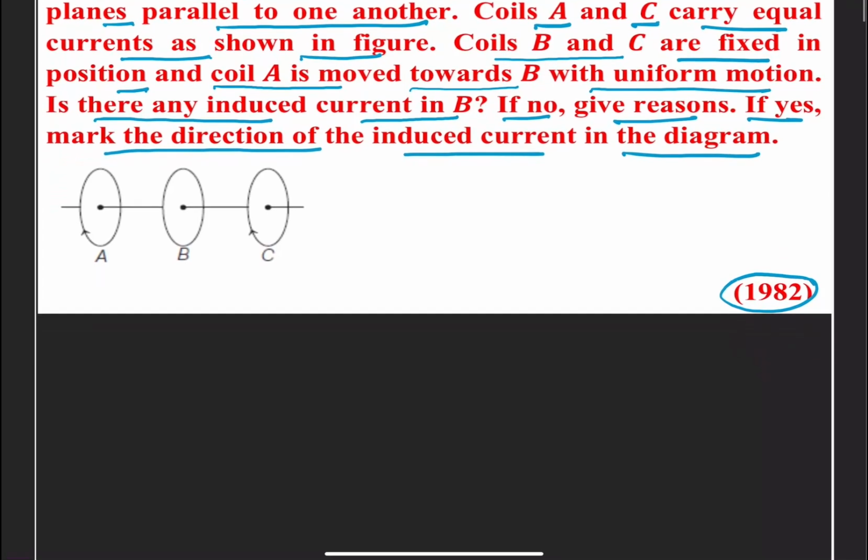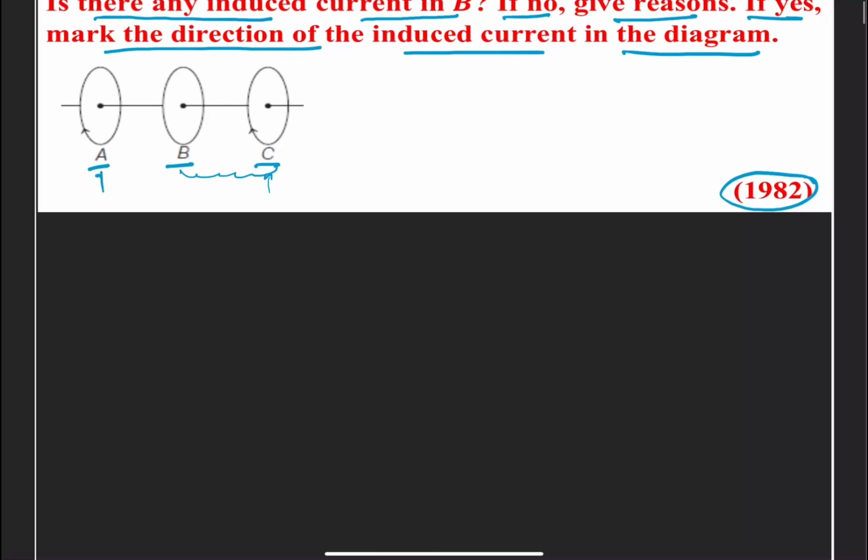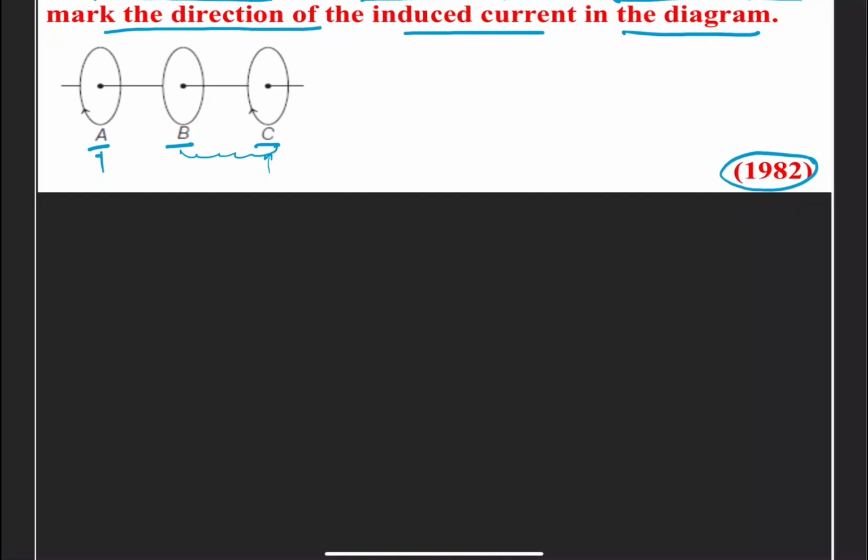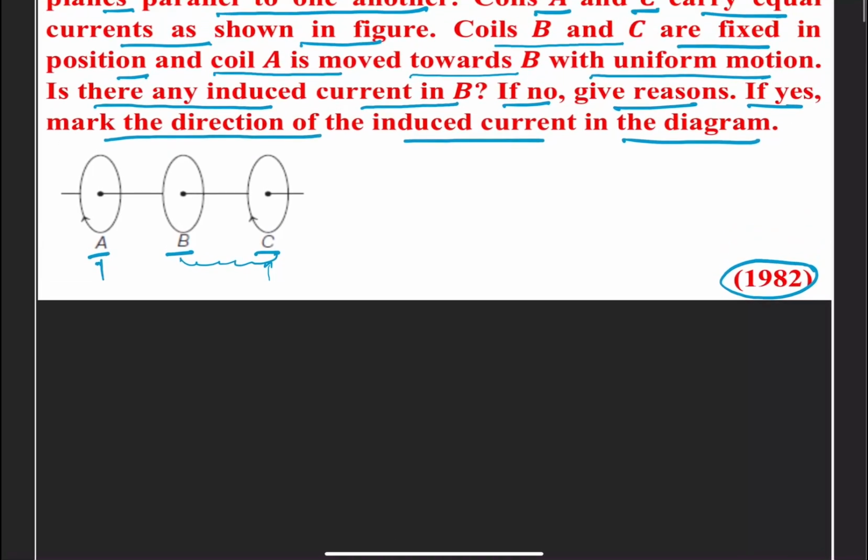So we have a total of 3 discs A, B and C, and only disc A and disc C are carrying the current, and the position of B and C is fixed. And the current in A and C is also said to be equal. And we are only interested in the induced current in B.